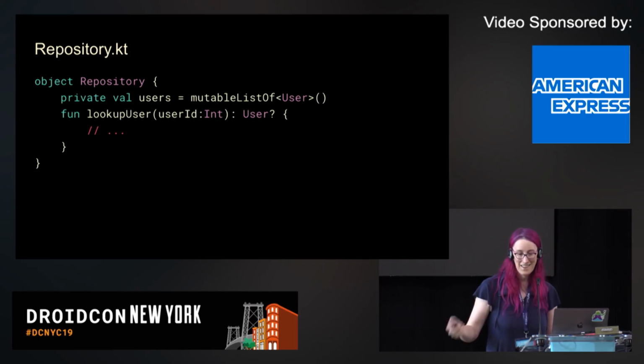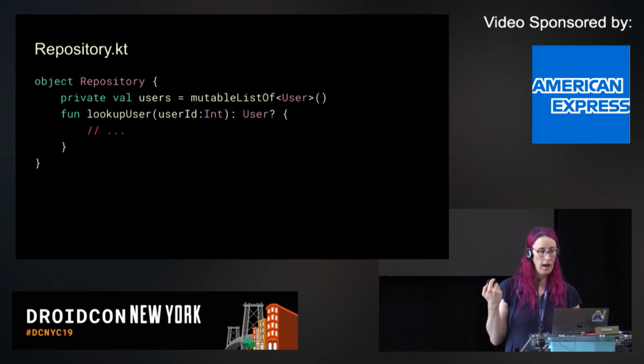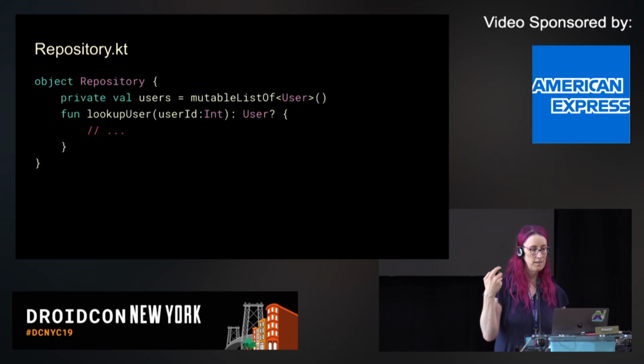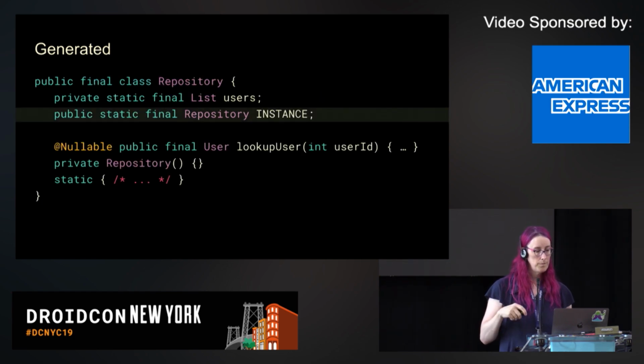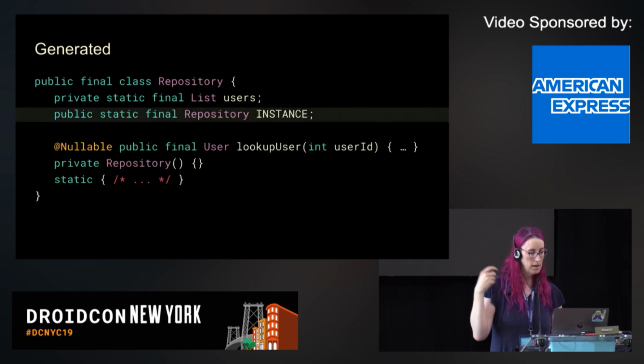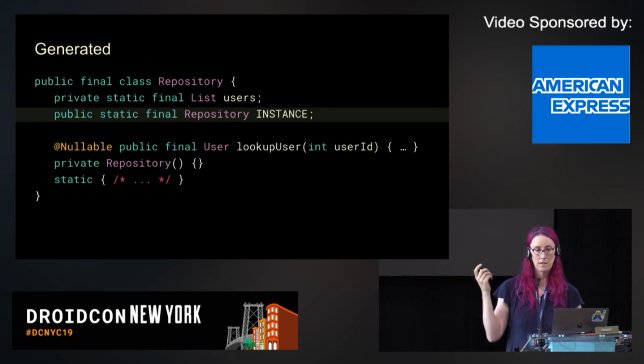Singletons, yes, singletons. One of the interesting things to do with Kotlin is being able to use objects to encapsulate a bunch of methods and functions and that sort of thing. And when we do this, we end up with a static final class Repository, and we have an instance variable, and we have our lookup user as an instance method.